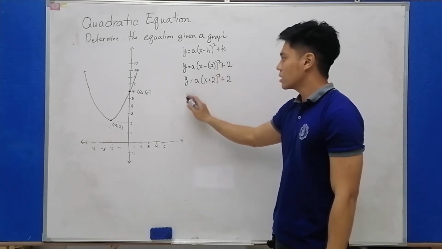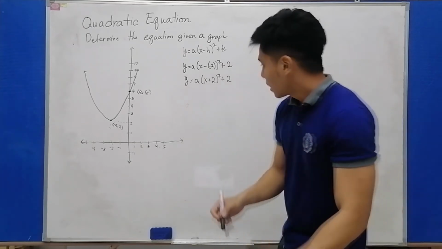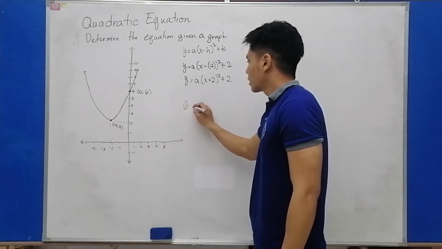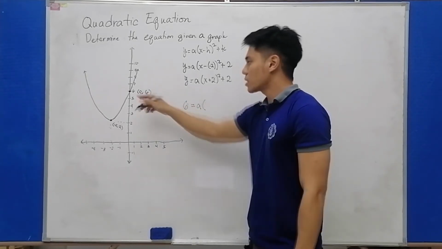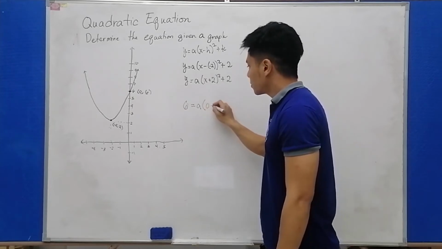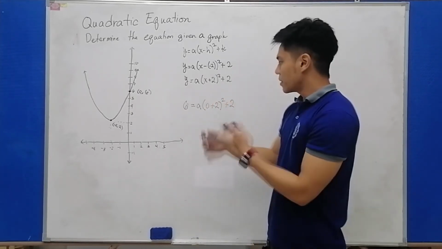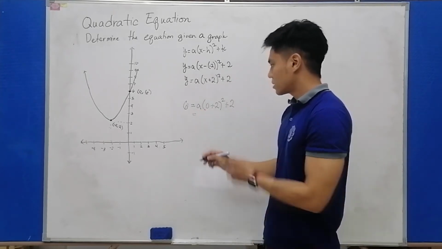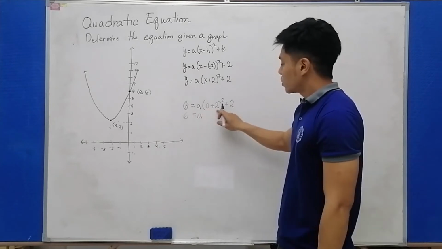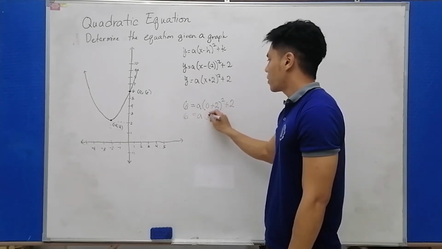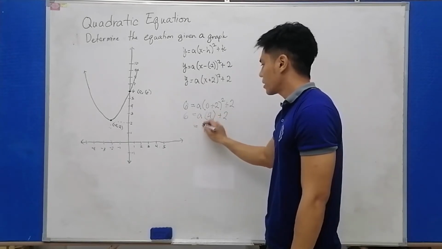So let's substitute it. Our y is going to be 6, and then our a is just there, our unknown, and our x we will substitute with 0. So 6 = a(0 + 2)^2 + 2. Simplify it following algebraic simplifications. We have 6 = a(2 squared) + 2, and 2 squared is going to be 4, so we have 6 = 4a + 2.